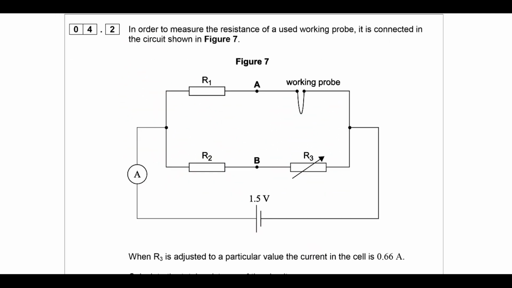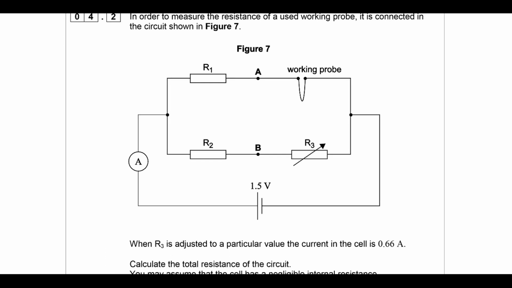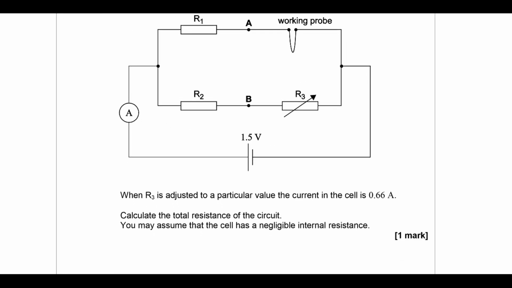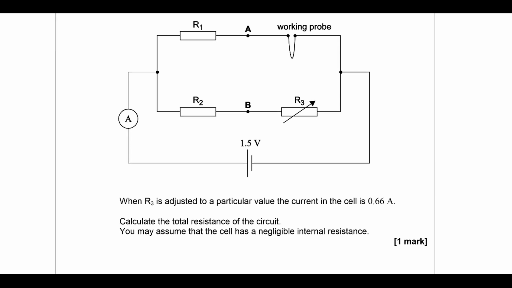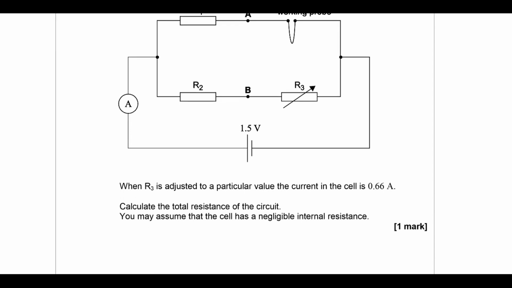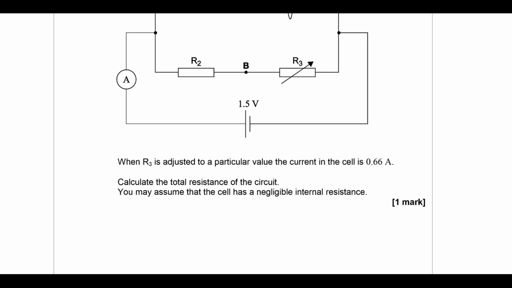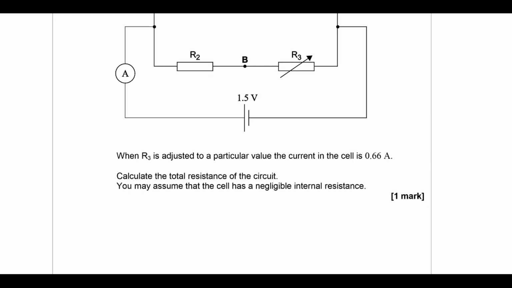So in order to measure the resistance of a used working probe, it's connected in the circuit shown. It's a very complicated way of measuring it, but alright. When R3 is adjusted to a particular value, the current in the cell is 0.66 amps. Calculate the total resistance of the circuit. You may assume that there's no internal resistance.